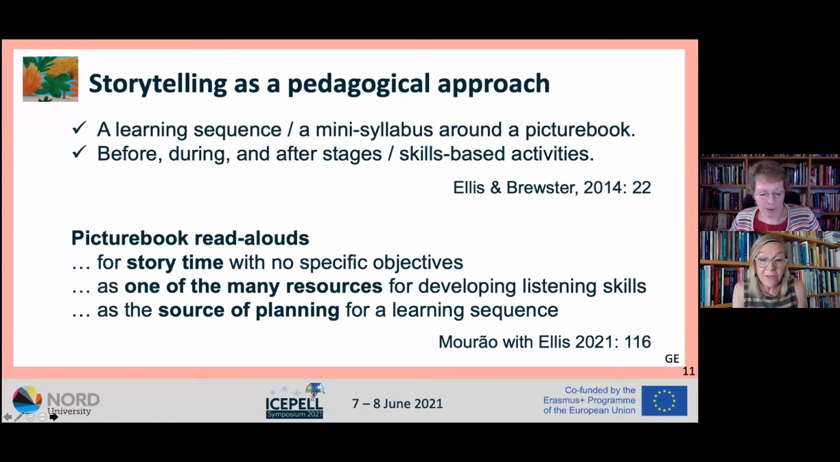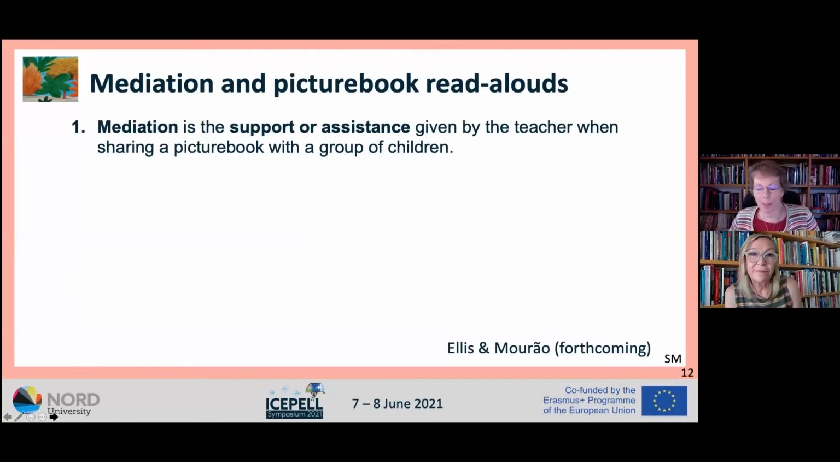When a picture book is first presented in an English class, for whichever of these reasons, it will almost always be as a picture book read aloud. So we'd now like to talk about mediation in relation to picture book read alouds. This is something that we have been talking about in depth, and so we'd like to present you with our definition of mediation. There are four parts to it.